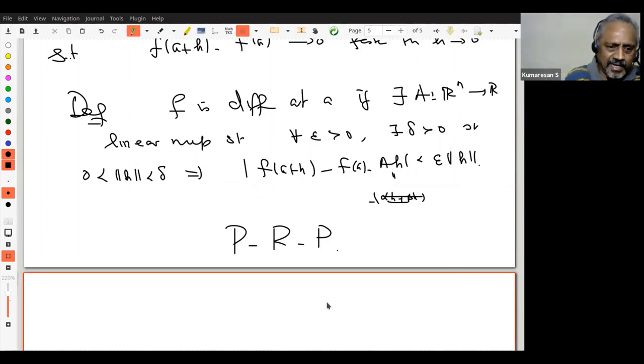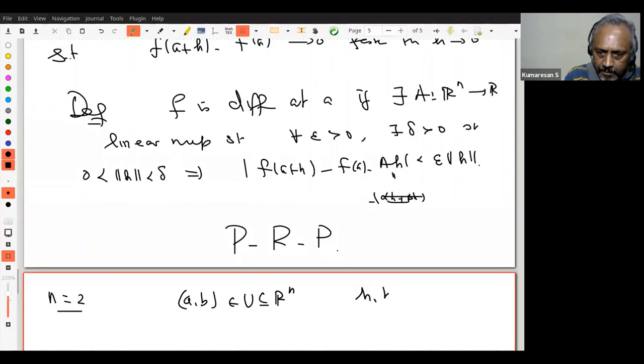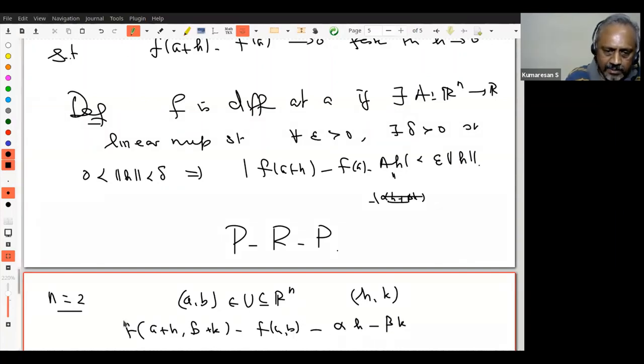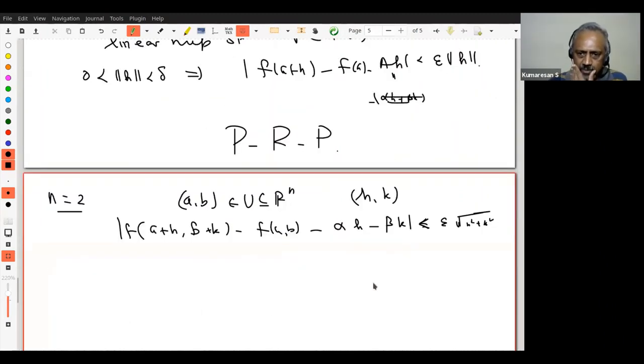Let us try to understand the case n equal to 2. I will revert back to the 2 case notation. Therefore, the point is (A, B) in U, which is in R2, and my increment is (H, K). Therefore, I am looking at F of (A plus H, B plus K) minus F of (A, B), minus alpha times H minus beta times K. This in modulus, I want it to be less than epsilon times the length of (H, K). This was our two variable case.